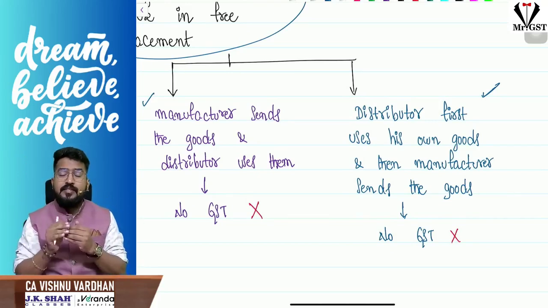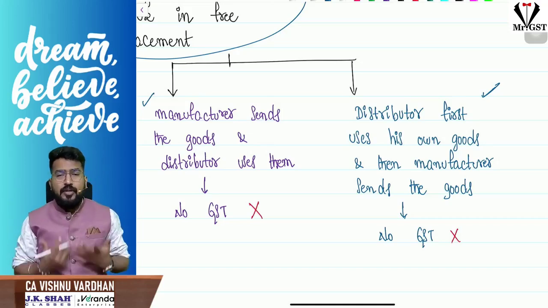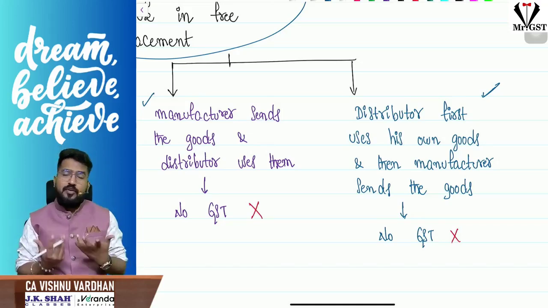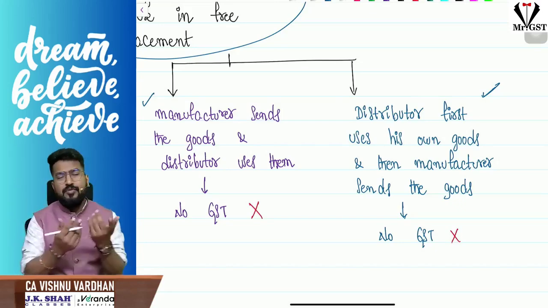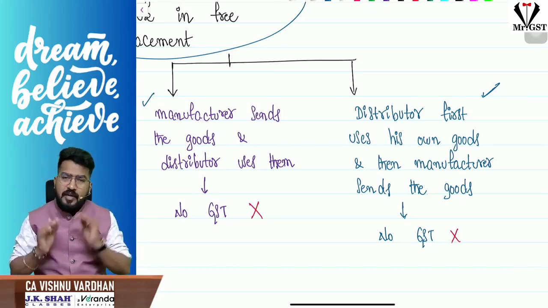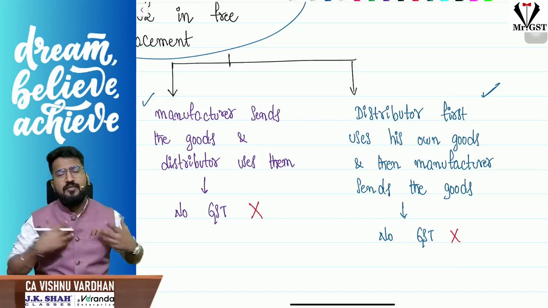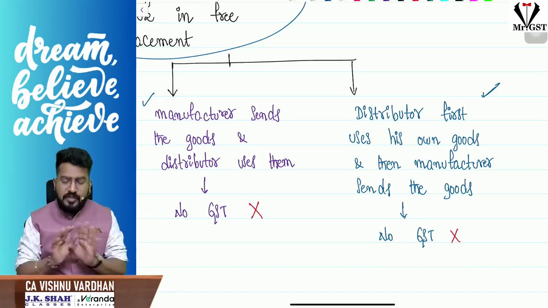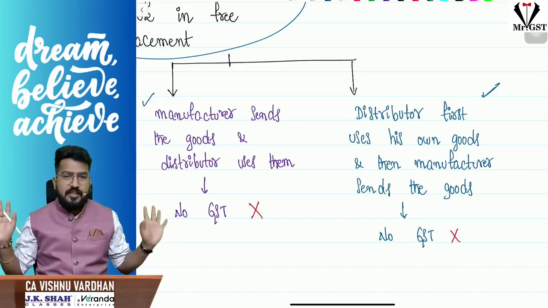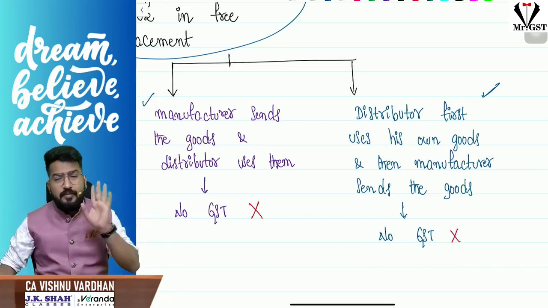Second thing, sir, he is sending, but I am not able to wait till that time, or the customer is forcing me. So what I am doing, I am using the silencer which I am having with me. And when the manufacturer sends the silencer, I am keeping it with me. So here also, no GST implication, nothing. This is with respect to free replacement of the goods.